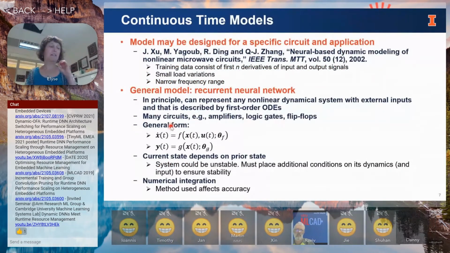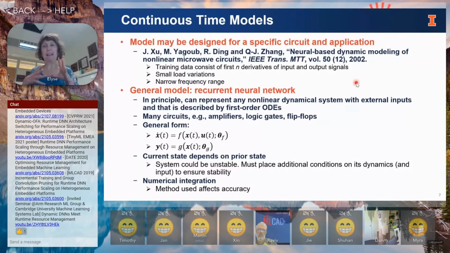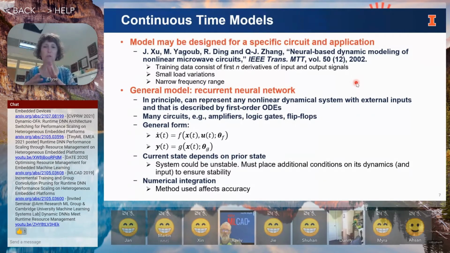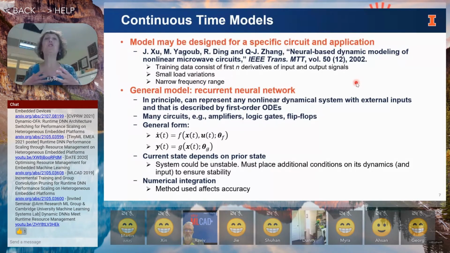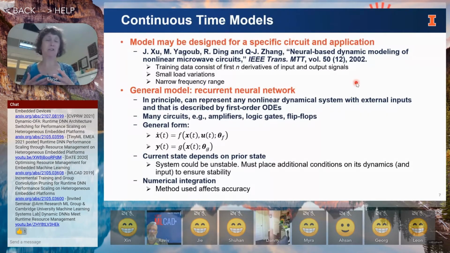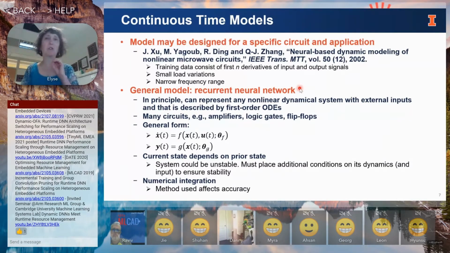Now we can develop or design a continuous time model that is specifically targeted to one circuit and one application. But I'm going to claim that it's better if we use a model that is generally applicable to many different kinds of circuits. And that's going to be the recurrent neural network. In fact, it can be shown theoretically that the recurrent neural network, or RNN, can represent any nonlinear dynamical system that is described by first-order ODEs.